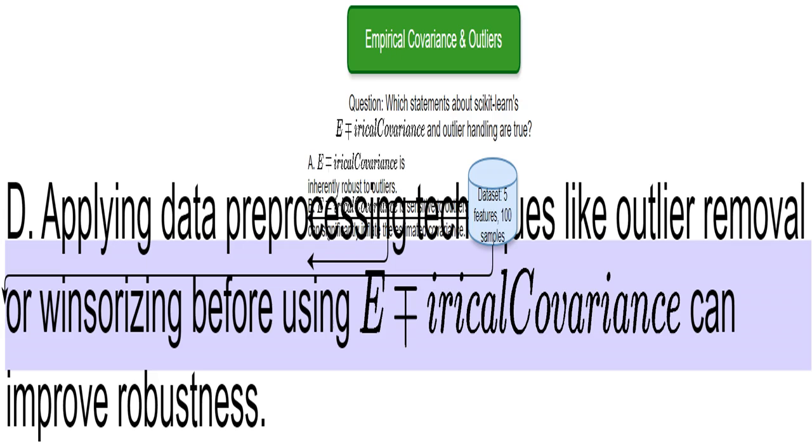This statement is correct. Pre-processing steps such as removing outliers or winsorizing, limiting extreme values, are effective strategies to mitigate the damaging effects of outliers on covariance estimations. These methods effectively prepare the data for a more accurate covariance estimation.